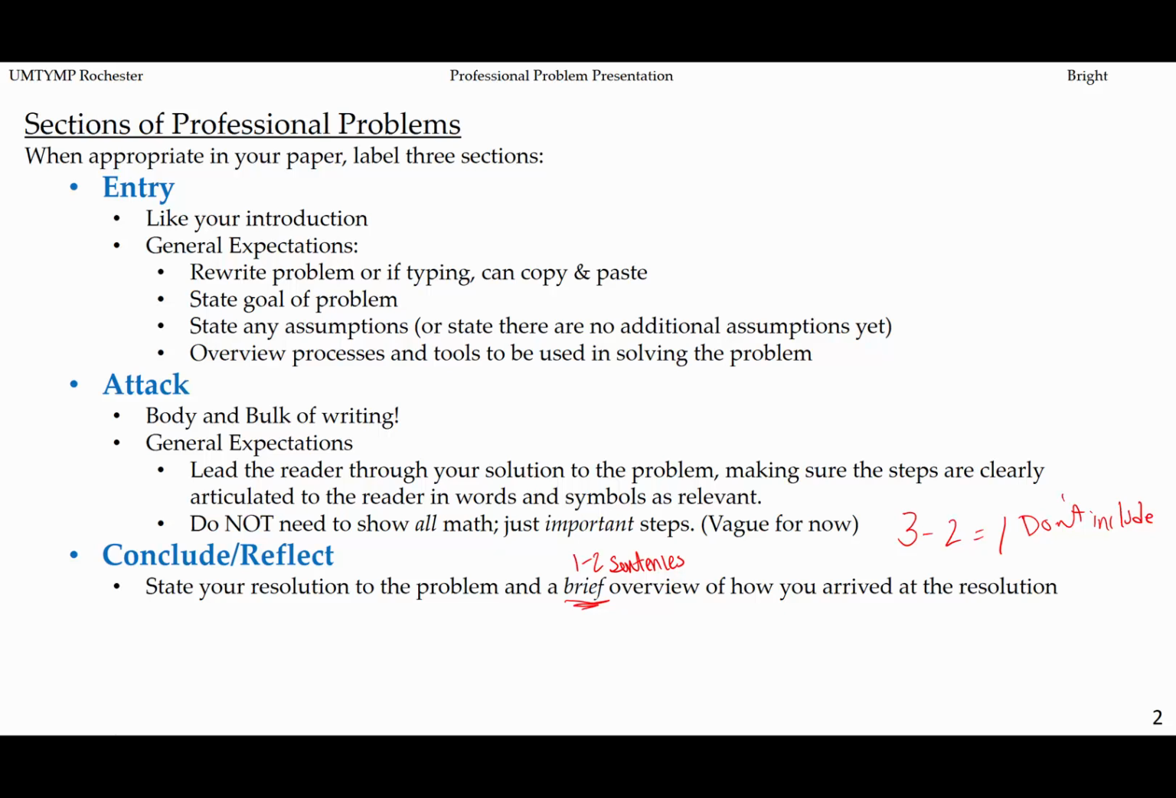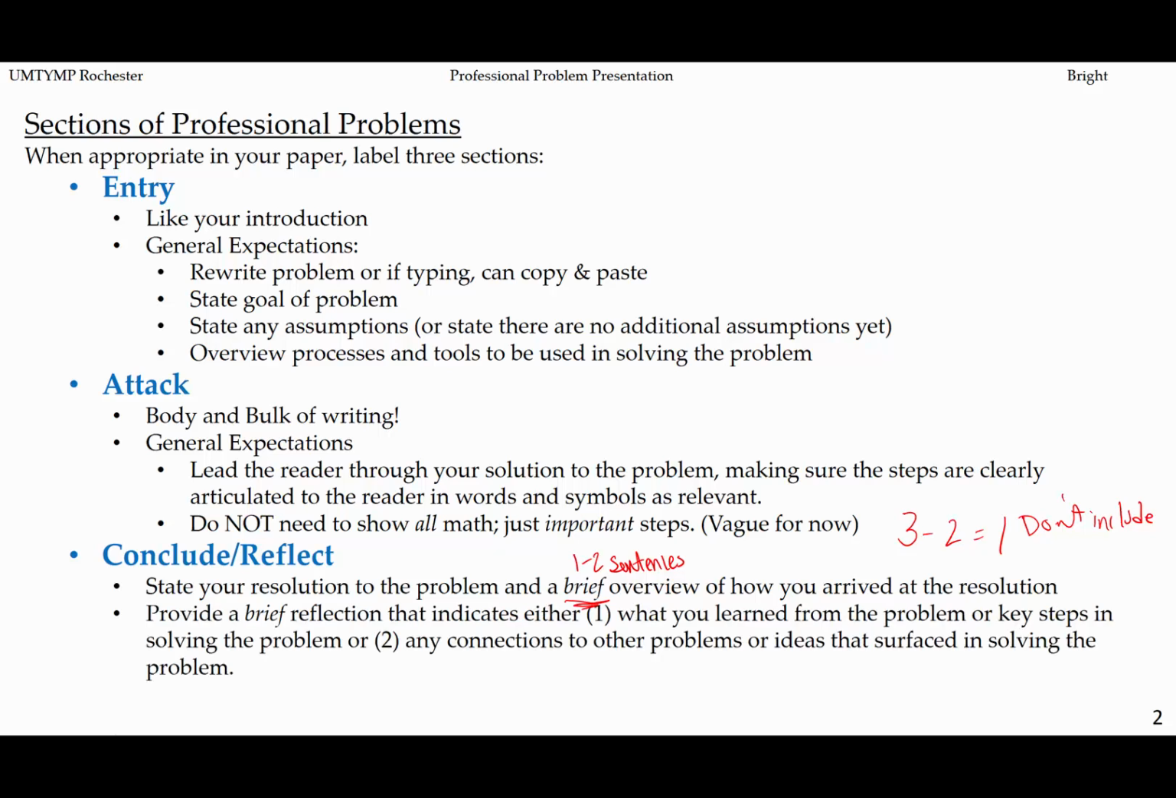So again, just summarizing your paper. So I had to find the inverse of this function by exchanging variables or using properties of algebra. Then after this, you've stated your resolution, you've stated your brief overview. This is the part that might be kind of weird. I want you to provide a brief reflection.